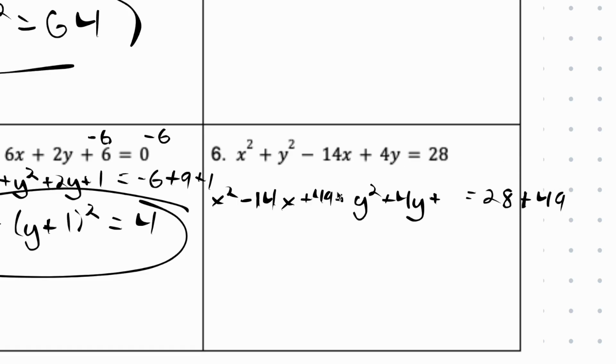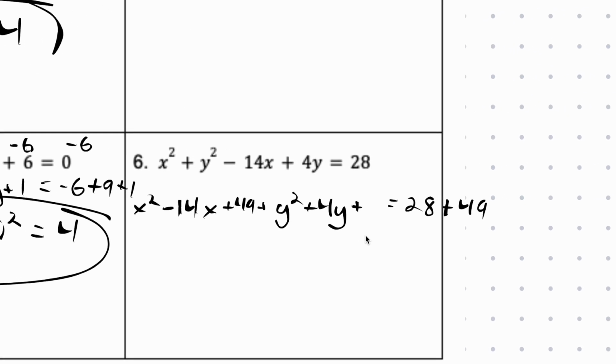Hopefully you guys can see that. For some reason, this is all weird, but it's all right. Here, our b value is 4, so b over 2 is going to be 4 over 2, which gives us 2. 2 squared is 4, so we're going to do plus 4.